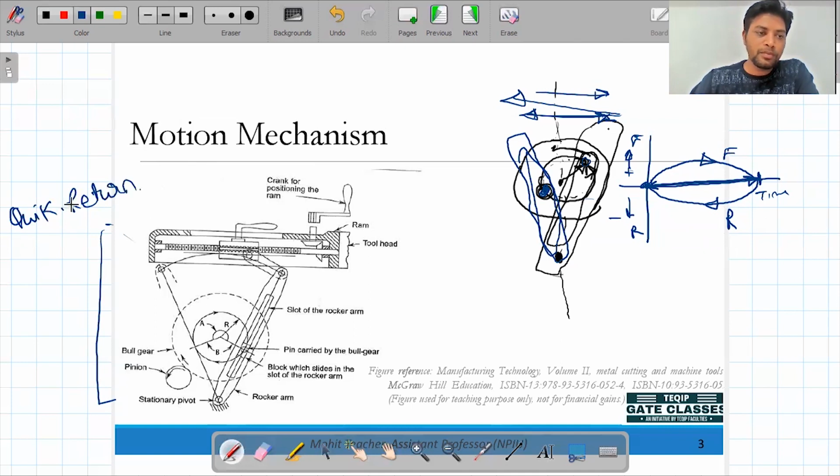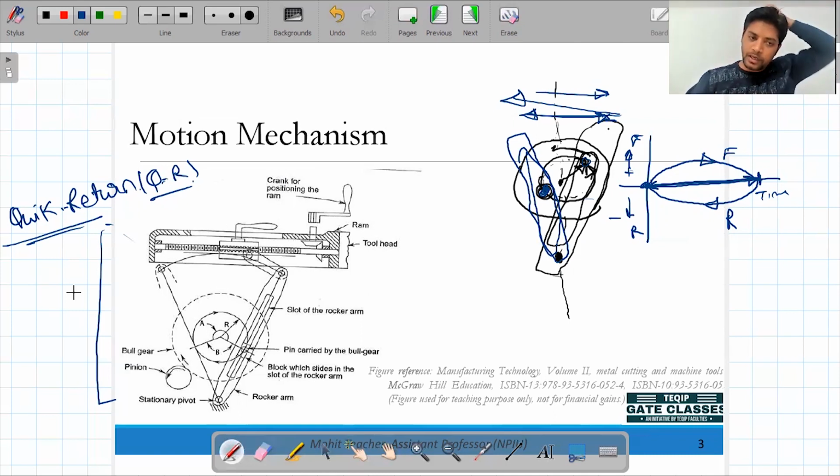Quick return motion mechanism, okay. So why are we calling it a QR mechanism? Because quick return means whatever time it is taking during the forward motion, it will quickly come back to the original position. Fine. Now I will explain a little bit.